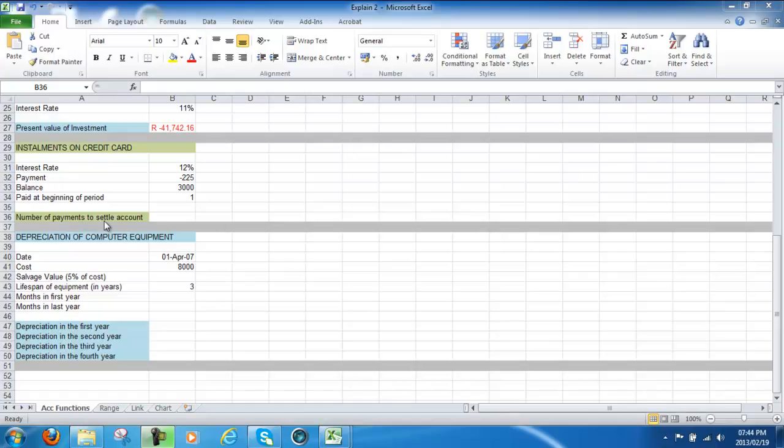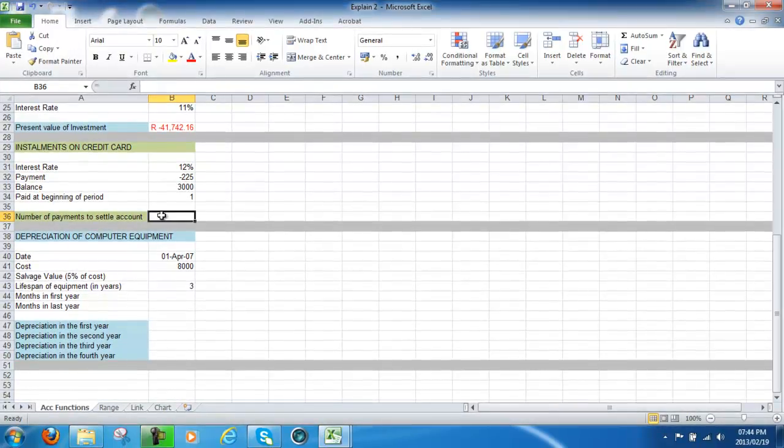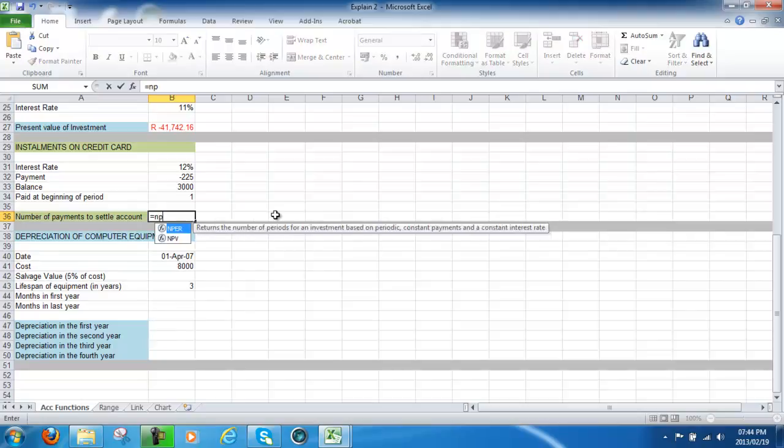To determine the number of payments to settle an account, we are going to use the Excel NPER function, which returns the number of periods for an investment based on periodic, constant payments and a constant interest rate. So we are going to enter the rate, which again is 12% divided by 12. The payment that we are going to make is $225.